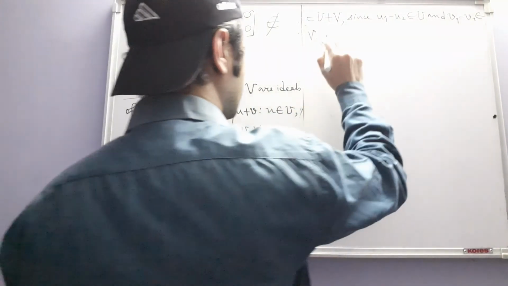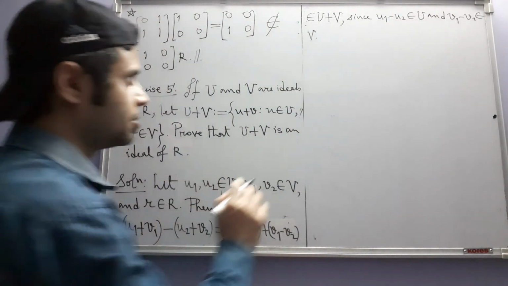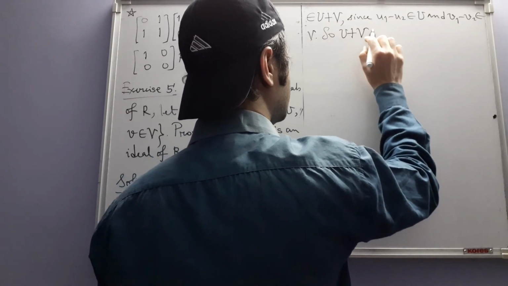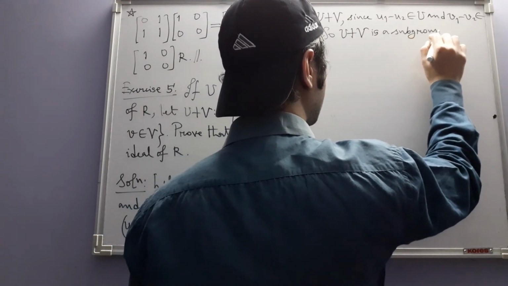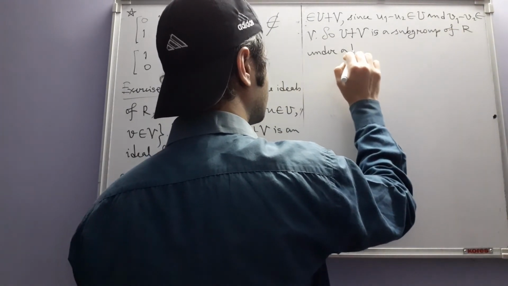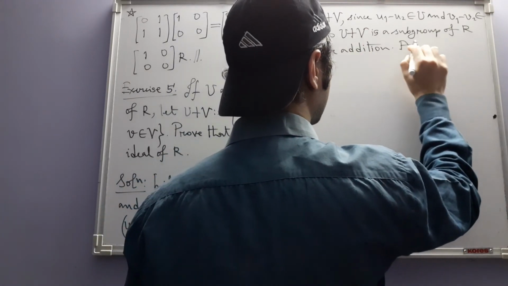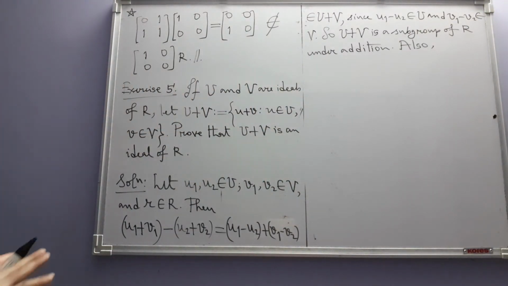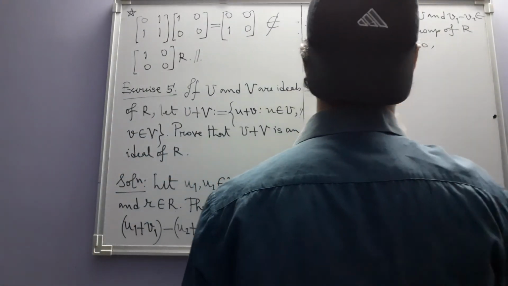Okay, so what have we shown now? We have shown that U plus V is an additive subgroup of R. So U plus V is a subgroup of R under addition. Also, now we have to verify the other ideal property, the other condition for an ideal.